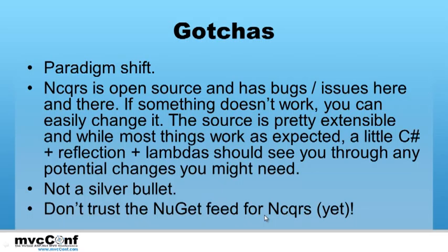Lastly, don't trust the NuGet feed for NCQRS. It is out of date. Last time I checked, it did not work. I think it referenced a wrong version of JSON.NET or something. If you are going to be developing with NCQRS, please get the source for the dev branch and compile it yourself. Don't get the source for the release branch at this point. The dev branch has lots of bug fixes that you might run into otherwise.